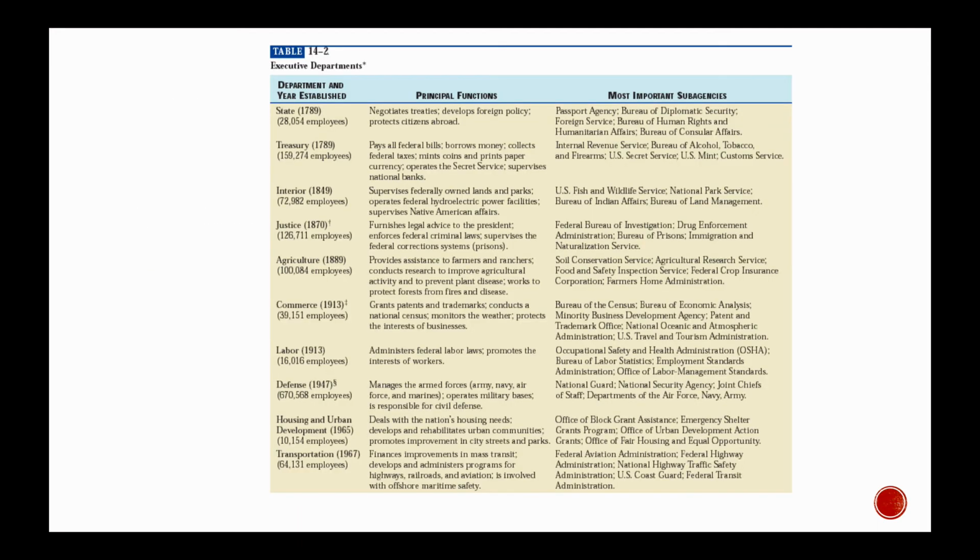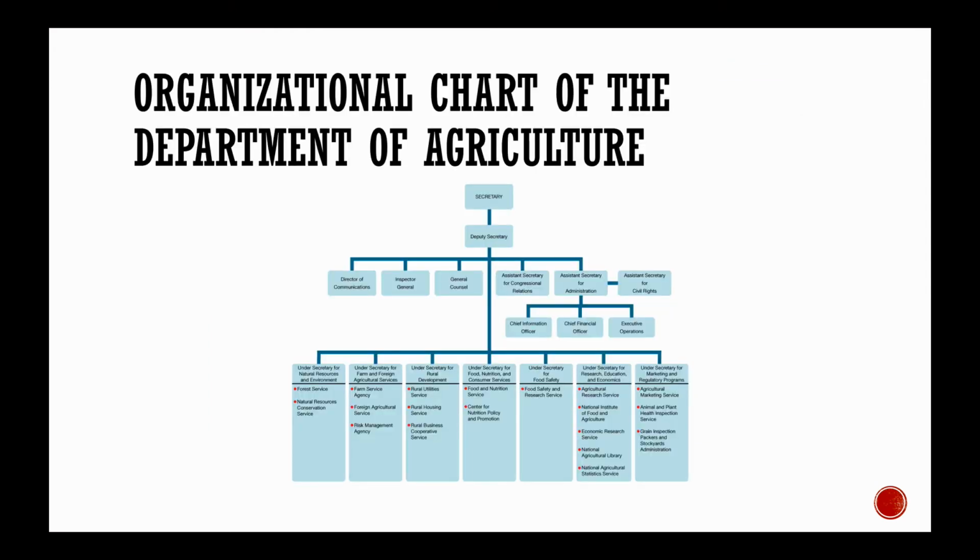And some examples of this are State Department, the Treasury Department. And here you can see this is a listing of just sort of their average number of civilian employees. So agriculture, commerce, labor, defense, transportation. So here's another way to think about this. This is the organizational chart for the Department of Agriculture. And remember how I said that they were subdivided? Well, this gives you a really good picture of that.